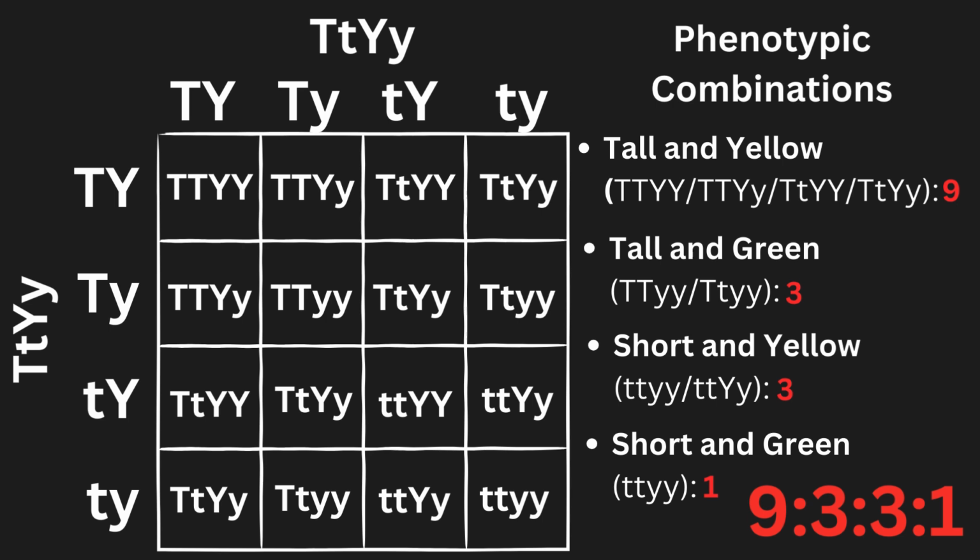Now, I have good news for you. Anytime you perform a dihybrid cross that is heterozygous across all genes, the ratio will always be 9 to 3 to 3 to 1. What the results of the dihybrid cross illustrated was that the two independently inherited traits gave us all of those combinations, therefore supporting the law of independent assortment.